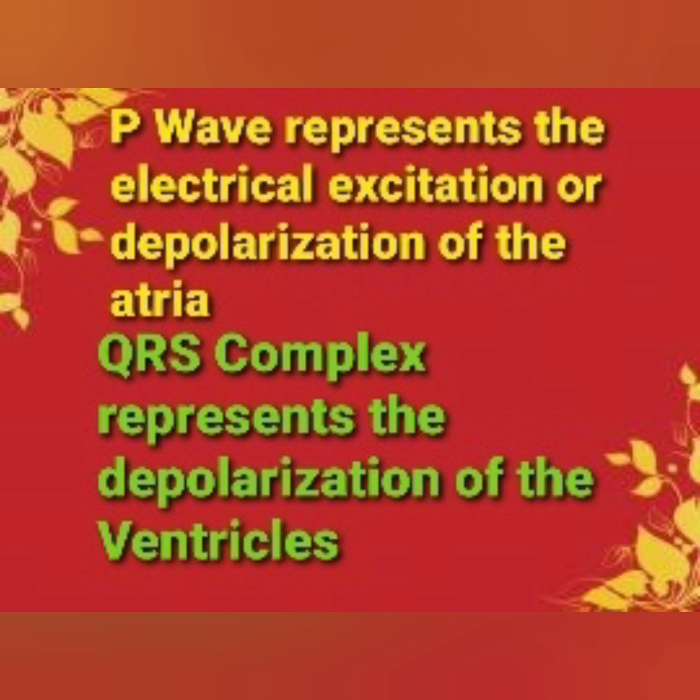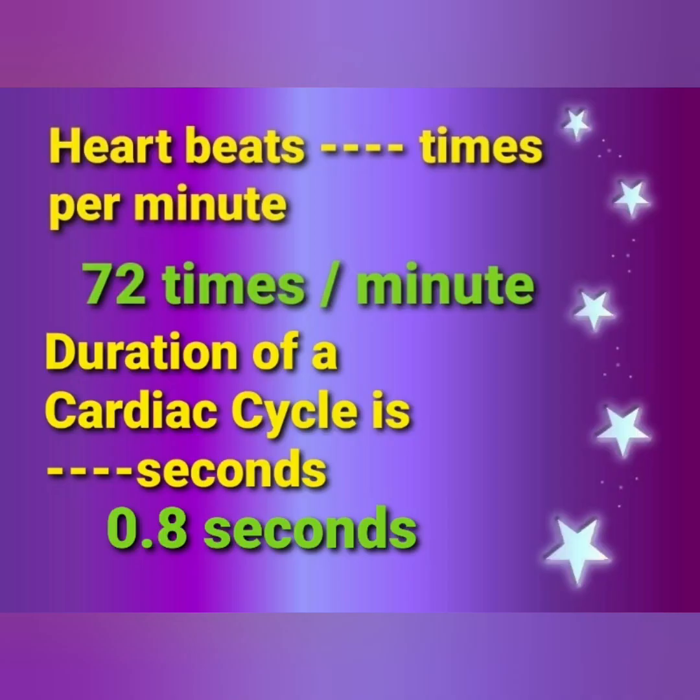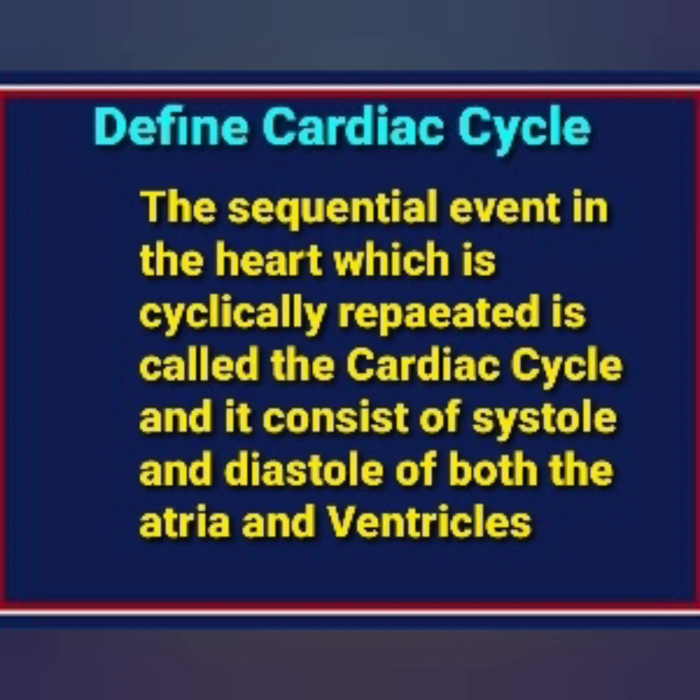P wave represents the electrical excitation or depolarization of the atria. QRS complex represents the depolarization of the ventricles. And T wave represents the return of the ventricles from excited to normal state, that is repolarization. Now heart beats dash times per minute, 72 times per minute. Duration of a cardiac cycle is dash seconds, 0.8 seconds.